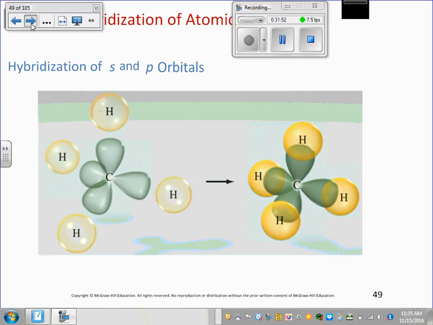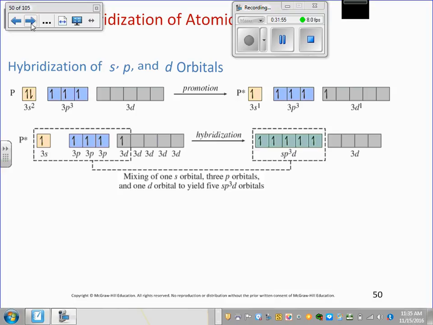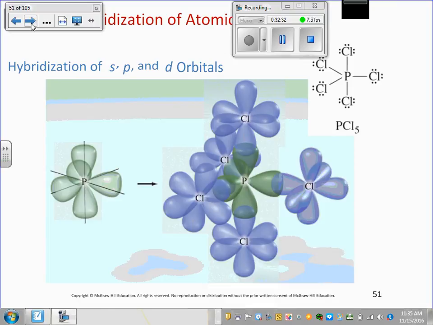So here with phosphorus, like PCl5 rather than AsF5, I have 3s2, and you see I have 3p3. Well, if I promote one of the s2 electrons up to the empty 3d, now I have 5 unpaired electrons. If I hybridize all of them, I get 1 s, 3 p's, and 1 d, so I have sp3d. 5 unpaired electrons, and I have 4 empty 3d orbitals. And that's how you get PCl5.